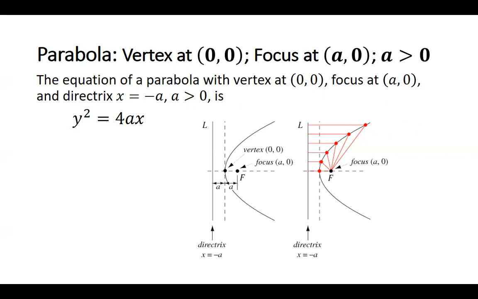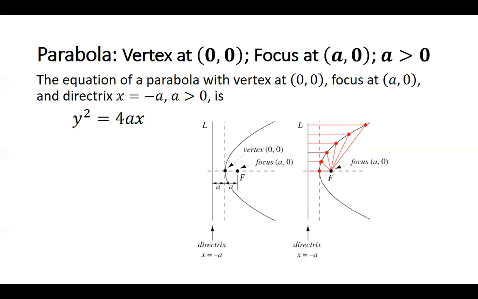The equation of a parabola with vertex at 0, 0, focus at (a, 0), and directrix x equal to negative a. Now, remember we said that a was the distance from the focus to the vertex. Well, the directrix is going to be the same distance away from the vertex on the other side. So that's why the directrix is located at x equal to negative a, where of course a is greater than 0, is y squared equals 4ax.